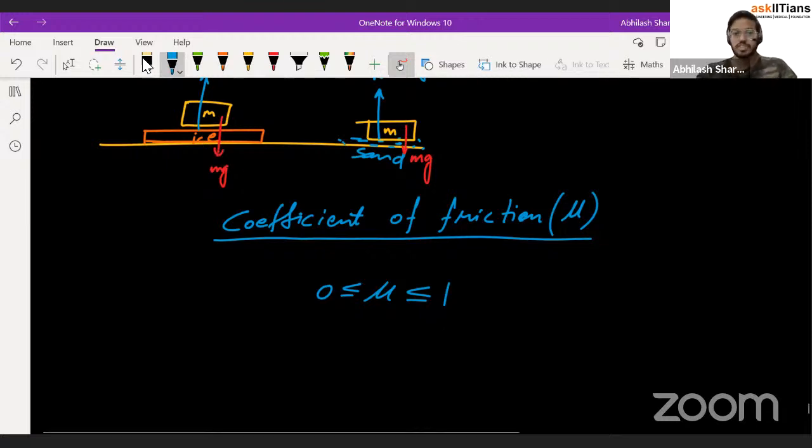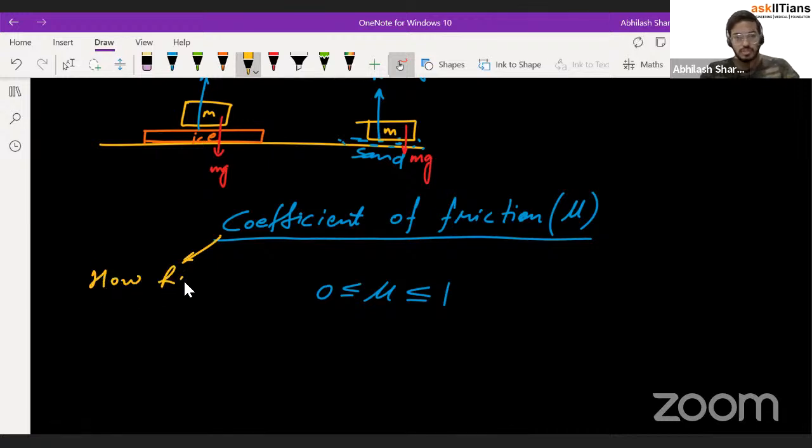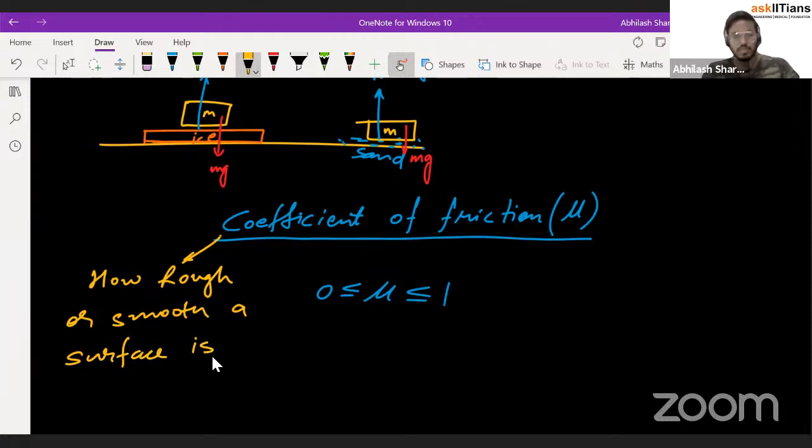This coefficient of friction is used to tell you how rough or smooth a surface is. So what is the use of coefficient of friction? To tell you how smooth the surface is. If coefficient of friction is high, that is, it is approaching towards 1, it means very rough surface. And if it is very low, approaching 0, it means very smooth surface.